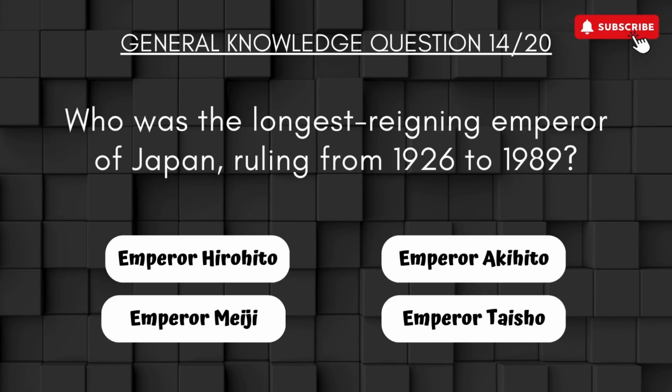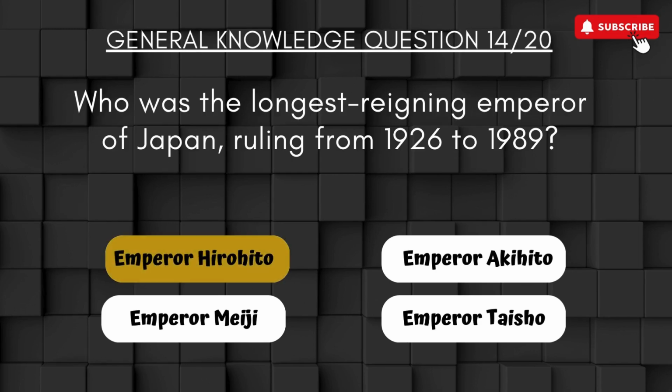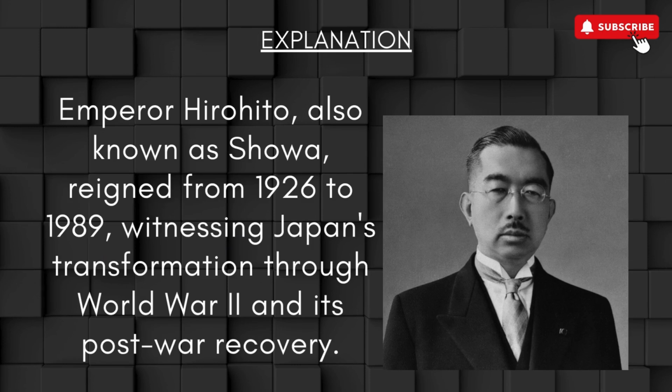Who was the longest reigning emperor of Japan, ruling from 1926 to 1989? Emperor Hirohito, also known as Showa, reigned from 1926 to 1989, witnessing Japan's transformation through World War II and its post-war recovery.